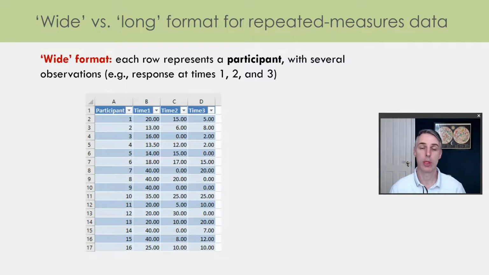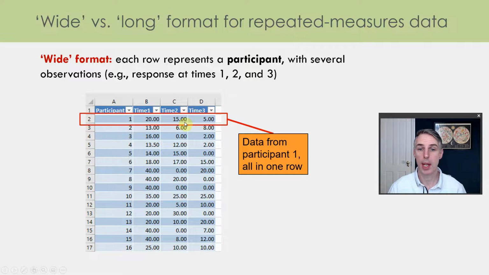So starting with wide format, which is probably the more traditional way of setting up a repeated measures data file, or a data file that has any repeated measures elements in it. In a wide format setup, each row represents a participant, and a participant will contribute several observations, several scores in that row. So in this data file here, each participant has contributed a score at 3 different time points, so time 1, time 2 and time 3. And this first row shows you the data from participant 1, their time 1 score, their score at time 2 and their score at time 3, all in one row.